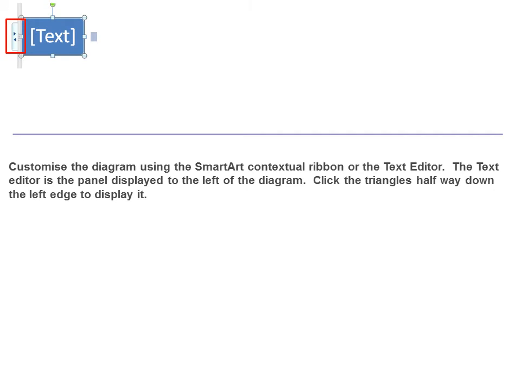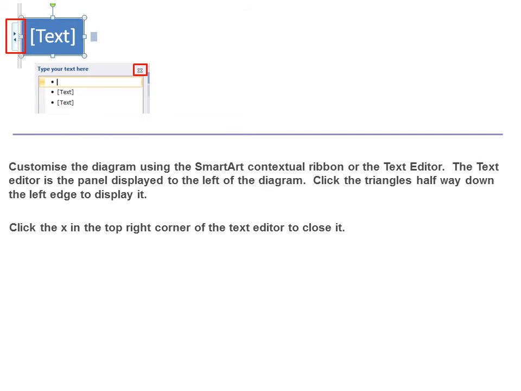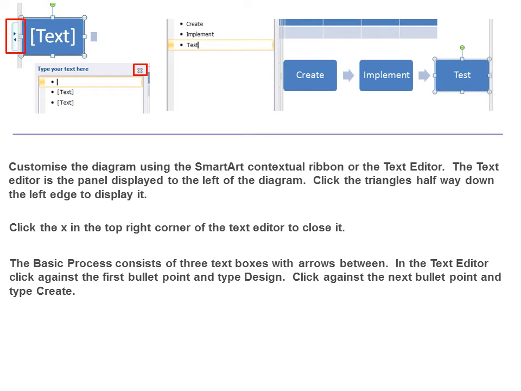Customize the diagram using the Smart Art contextual ribbon or the text editor. The text editor is the panel displayed to the left of the diagram. Click the triangles halfway down the left edge to display it. Click the X in the top right corner of the text editor to close it. The basic process consists of 3 text boxes with arrows between.